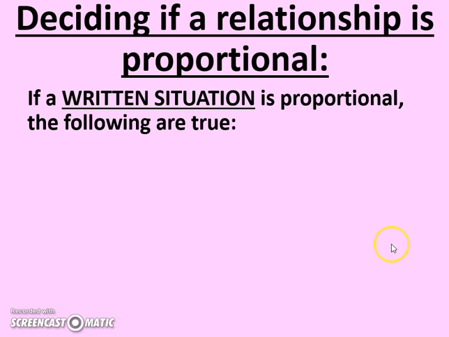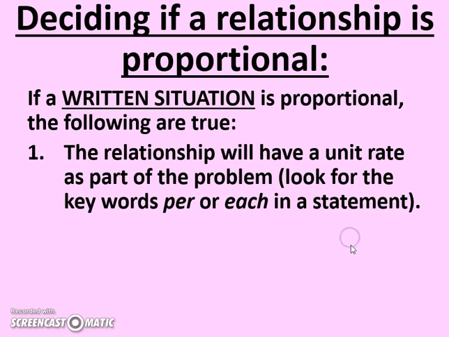So let's talk about how we can decide if a relationship is proportional, and we're going to look at 3 different situations. So the first is if we have a written situation. If a written situation is proportional, the following statements are true. 1. The relationship will have a unit rate as part of the problem. Look for keywords like per or each in a statement. So for example, Ben earned $10 per hour, or each hour that Ben works, he earns $10.